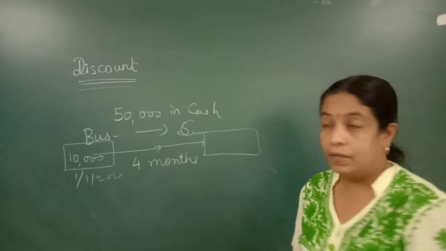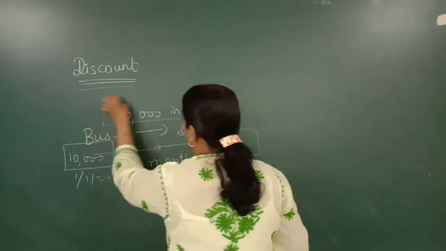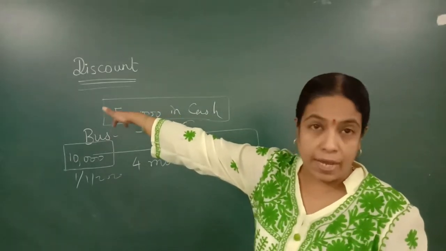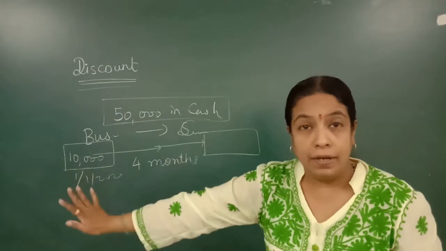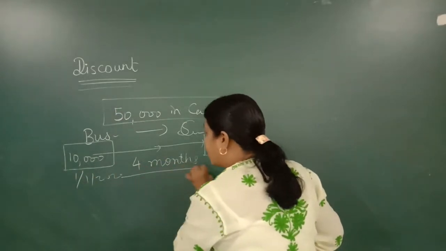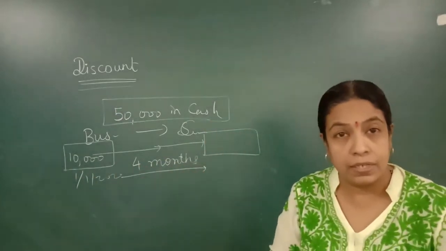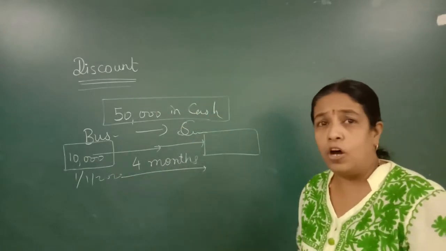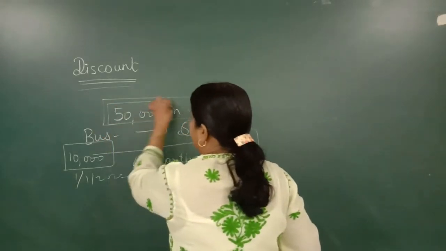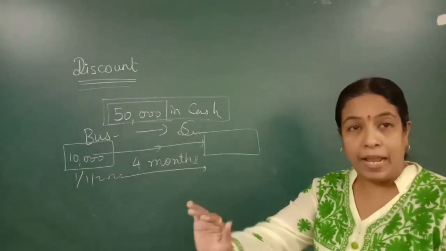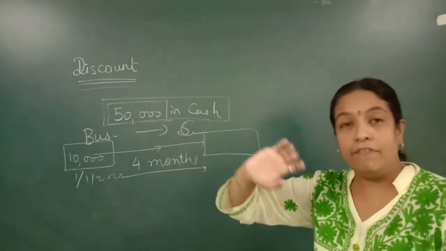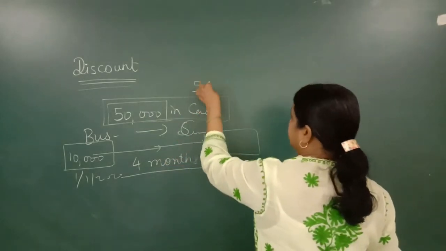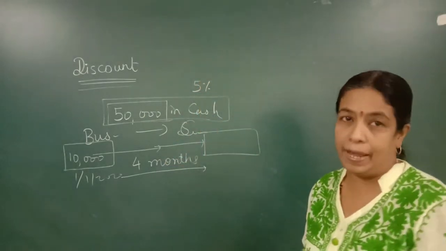But if he paid in cash today, he would be able to buy all those goods at the price of 50,000 only. But because he is asking for a credit of how many months? 4 months. That particular businessman has to wait for 4 months. So will the price remain the same, 50,000? No. He will put some sufficient margin of suppose 5%.